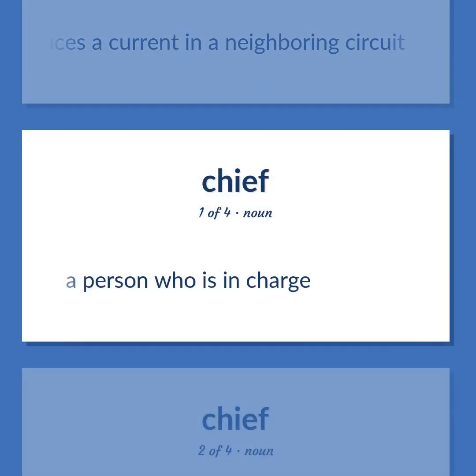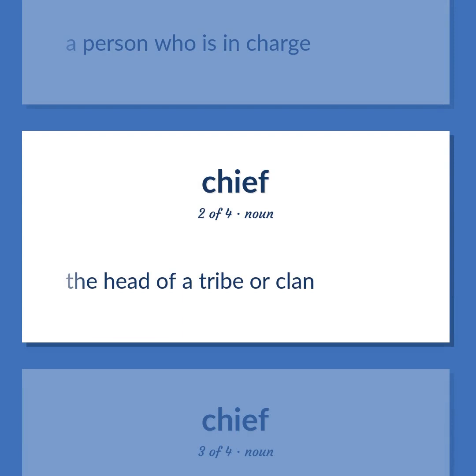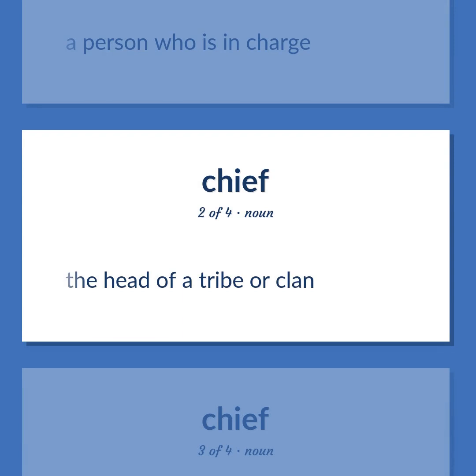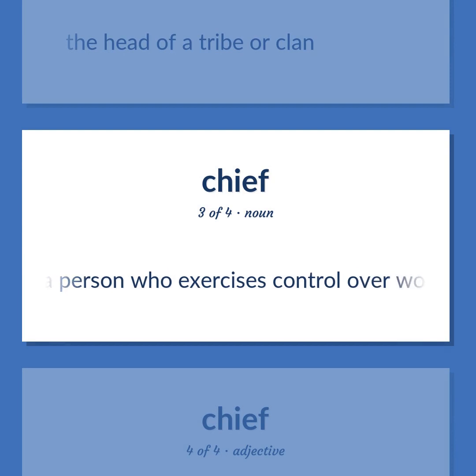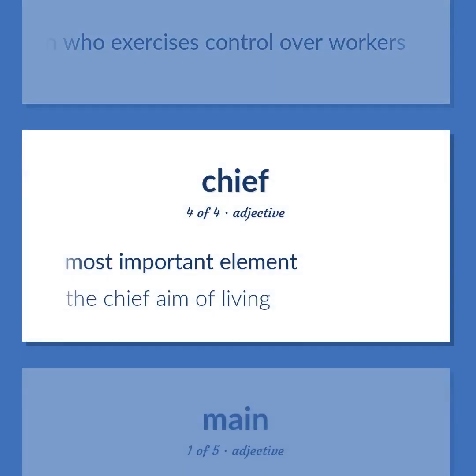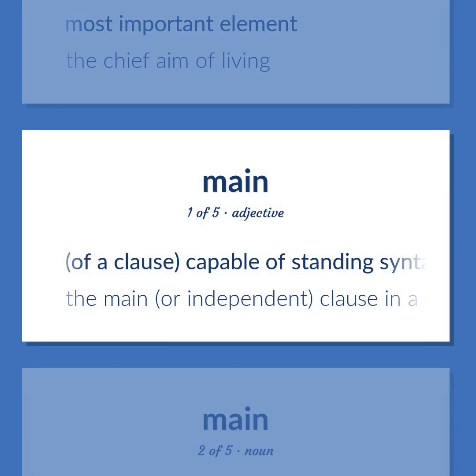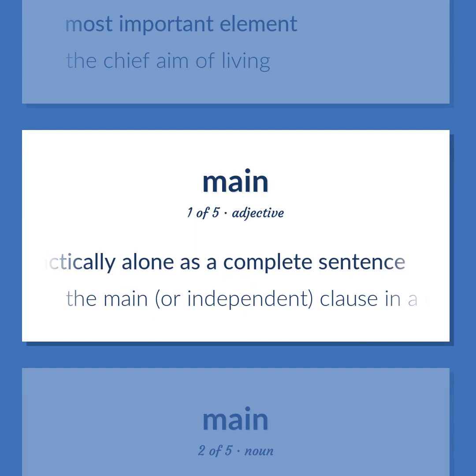A person who is in charge. The head of a tribe or clan. A person who exercises control over workers. Most important element. The chief aim of living. Of a clause, capable of standing syntactically alone as a complete sentence. The main, or independent, clause in a complex sentence has at least a subject and a verb.